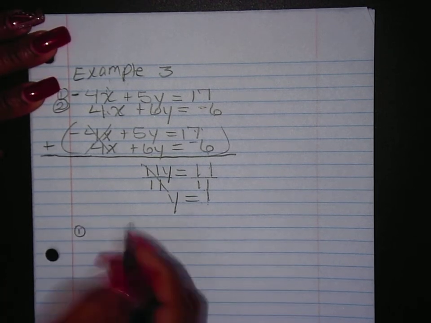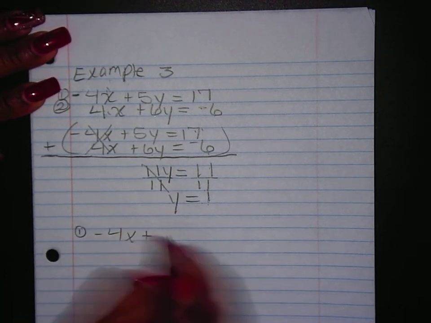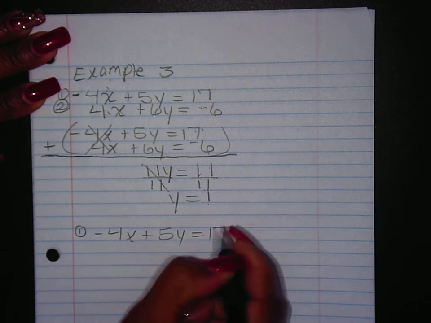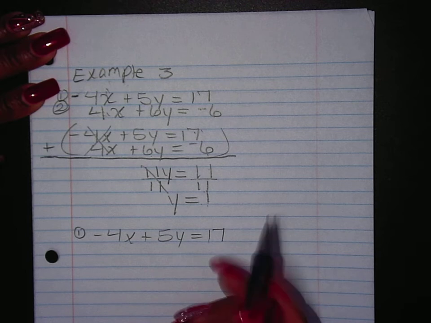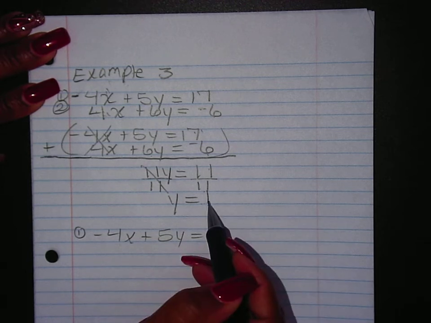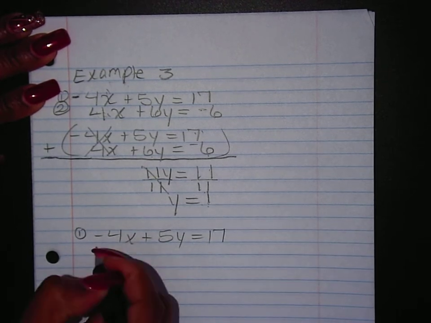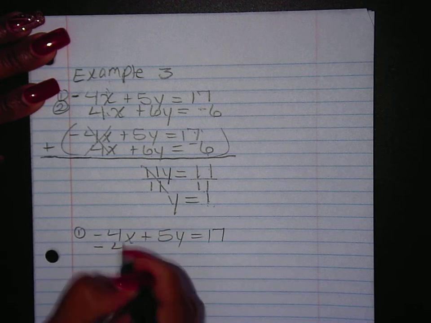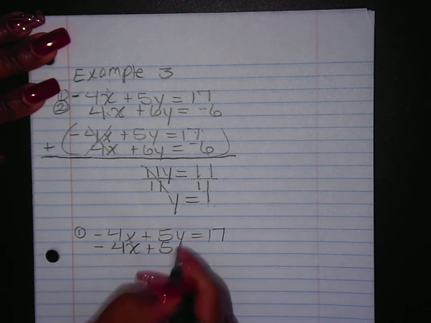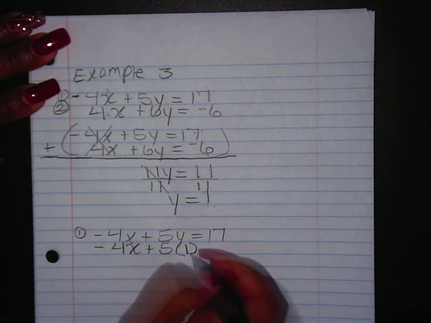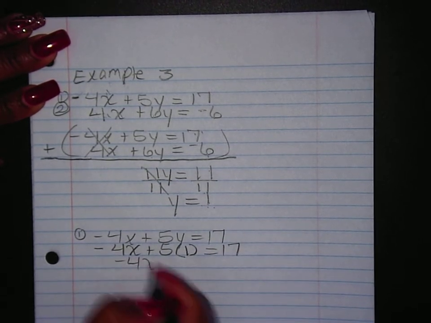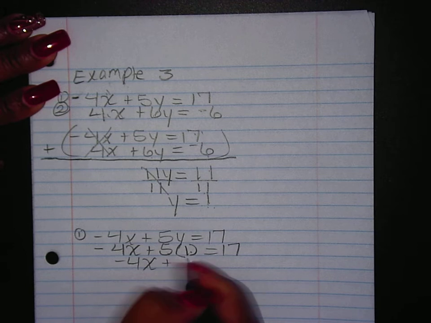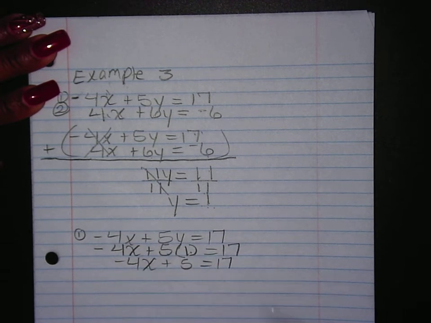Okay, so I'm going to write negative 4x plus 5y equals 17. And now I'm trying to solve for x. I want to know what x equals because I know what y equals. Therefore, I'm going to substitute in 1 for y. So I write negative 4x plus 5 times 1 equals 17. So I have negative 4x plus 5 times 1, which is 5, equals 17.